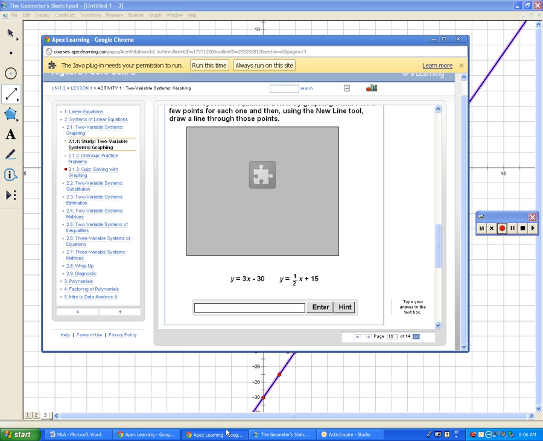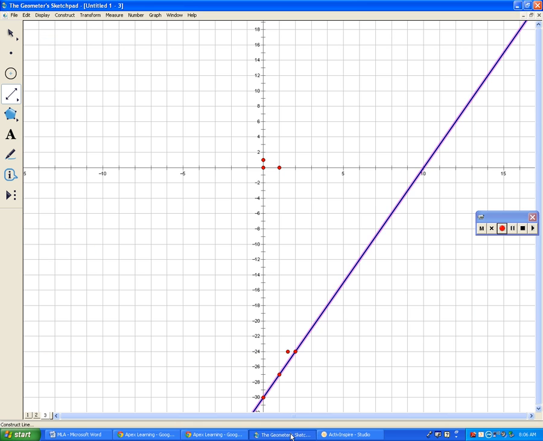Then the other line that I'm trying to graph is y equals 1/2 x plus 15. So that's going to cross the y-axis at positive 15. And then this has a slope of 1/2. So it's going to go up 1 over 2, up 1 over 2. And then I need to connect those points. Okay? And what I'm looking for is where those two lines cross.